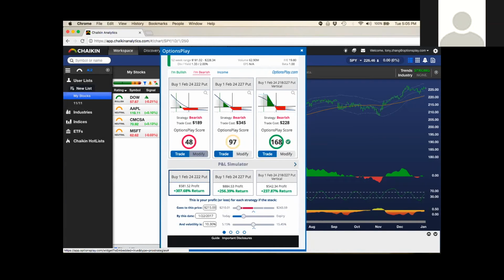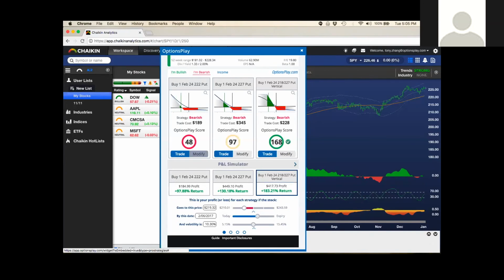So in this particular case, as you can see, buying an out of the money put gives me the highest return, 307%, versus perhaps somewhere in the middle. It's still going to show me that this out of the money put will give me the best return if I'm expecting a short move or a quick move lower.